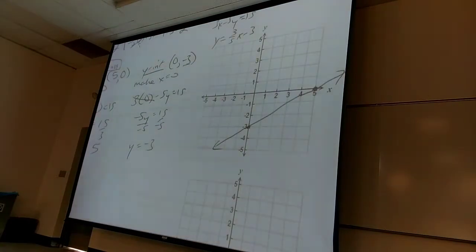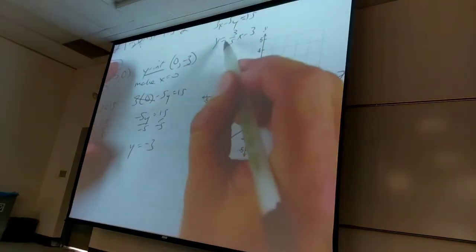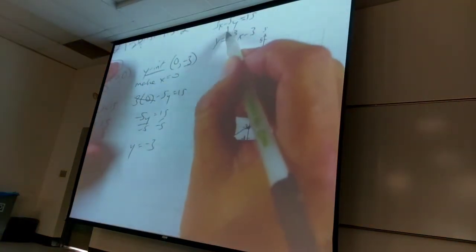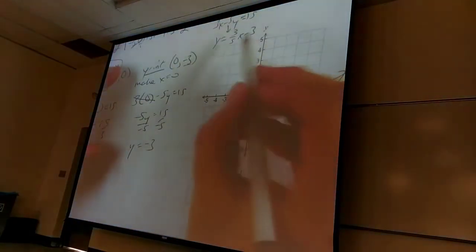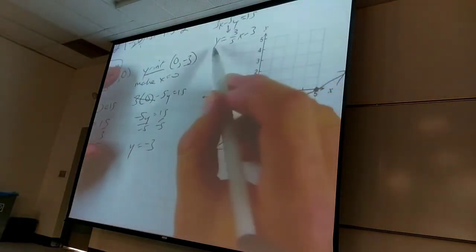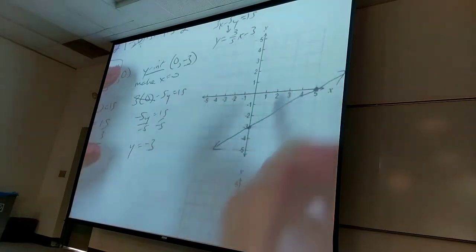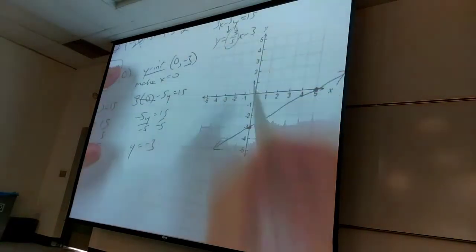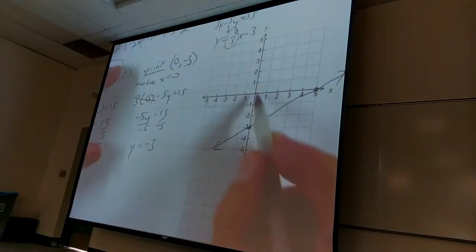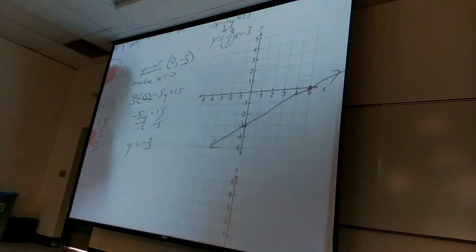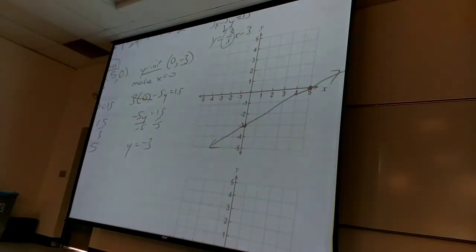I love it when students are like, how did you get this? Just solve this for y. Again, I have to assume that you know how to do that. This is what you get. What's the y-intercept? 0, negative 3. And the slope tells me to go up 3 over 5. Same line. Of course, right? The line doesn't care which way I look at it. The line is just this line. Okay, I like it.